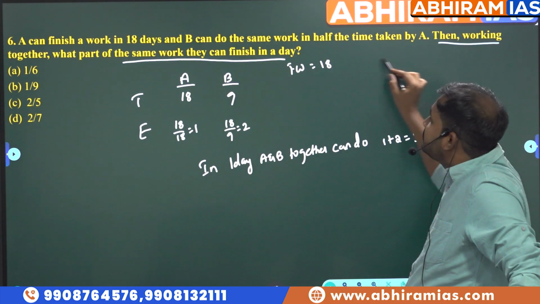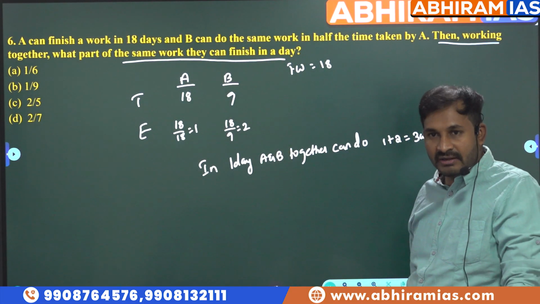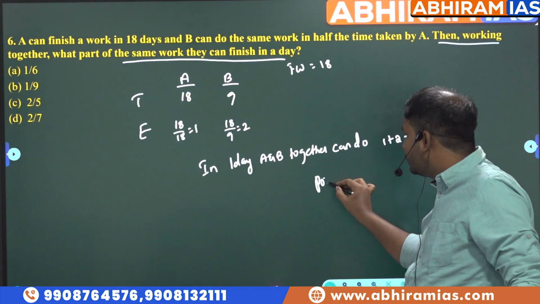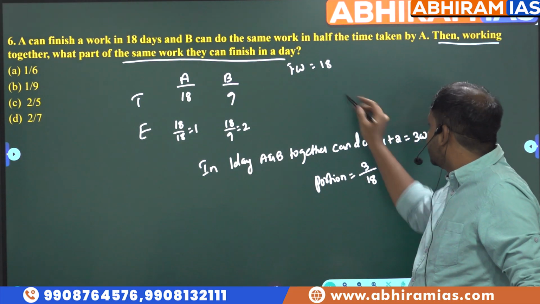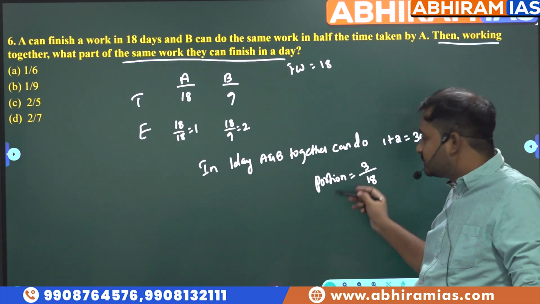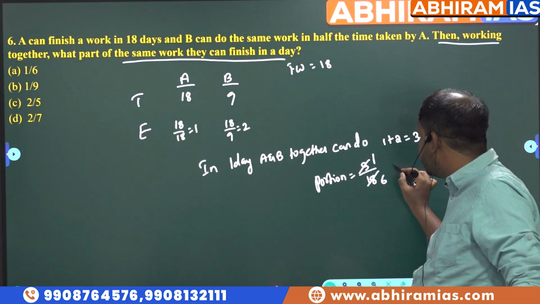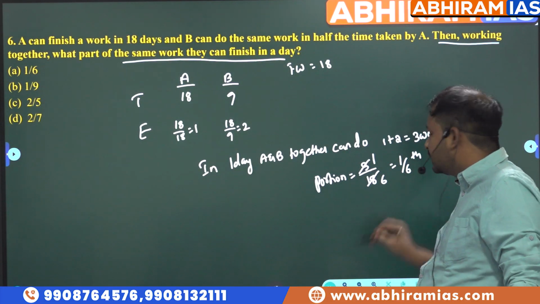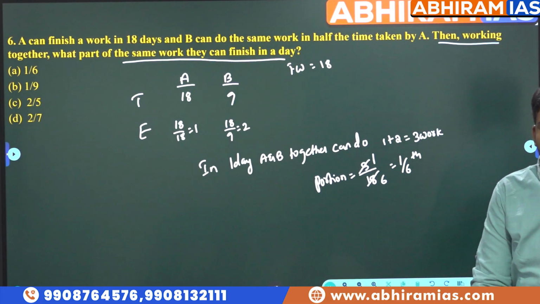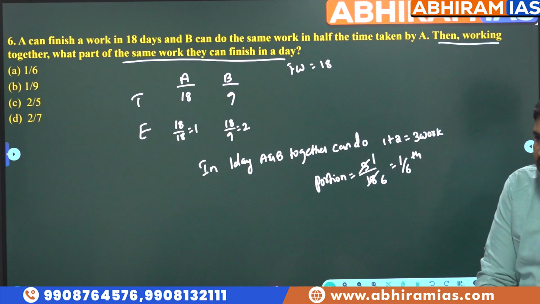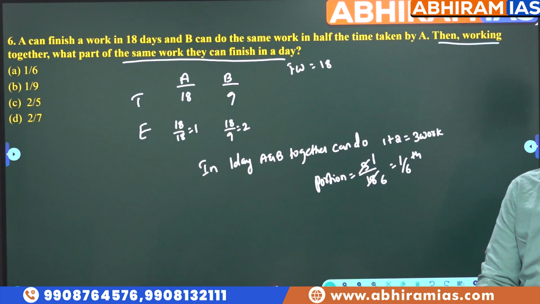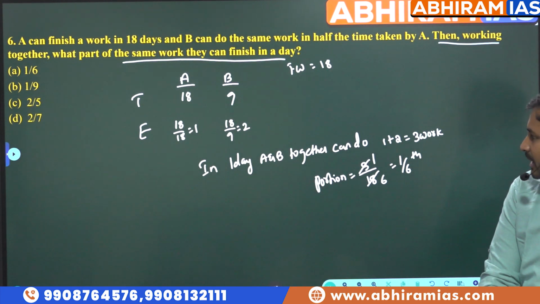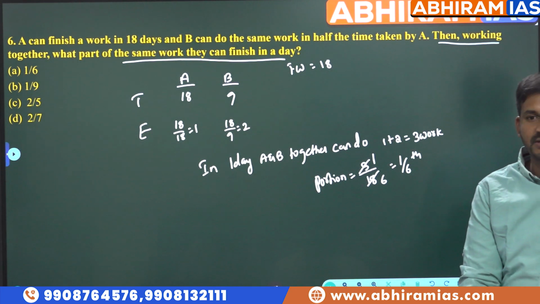But they are asking us what part of the work? What part of the work? Portion means what we will do? 3 by total work is 18. 3 work out of total 18 work. So what part of the work will be done by them? 1/6 of the work. They can do 1/6 of the work in a single day. In a single day they can do 1/6 of the work. What part they have asked? What part of the work means they can do 1/6 of work in a day.